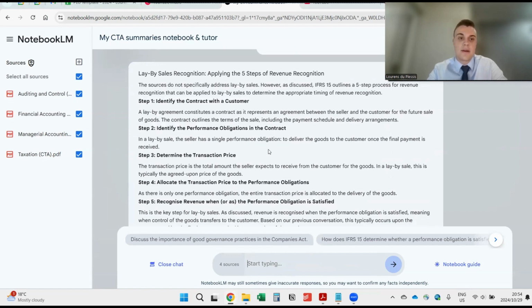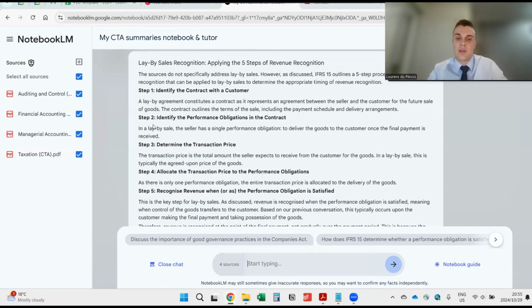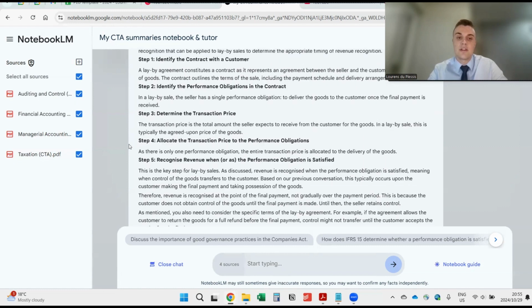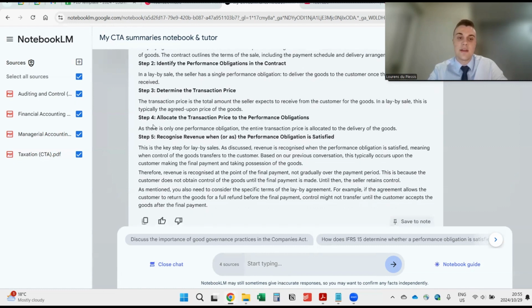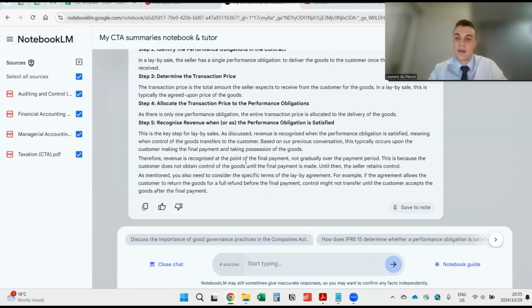Identify the contract with the customer. A lay-by agreement constitutes a contract as it represents an agreement between the seller and the customer for a future sale of goods. The contract outlines blah, blah. Then identify the performance obligation with the customer. In a lay-by sale, the seller has a single performance obligation to deliver the goods to the customer once the final payment is received. Determine the transaction price, allocate the transaction price to the performance obligation, and then recognize revenue when or as the performance obligation is satisfied.